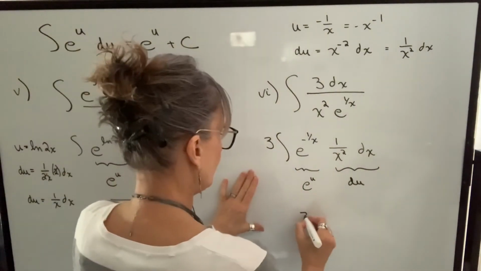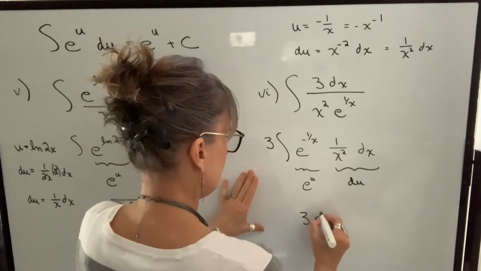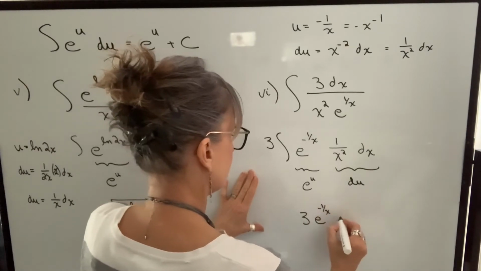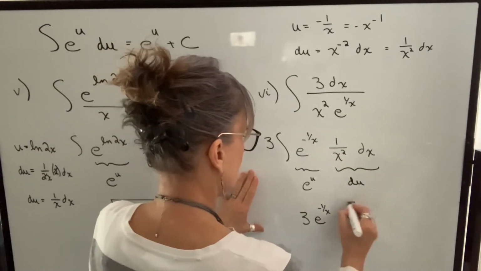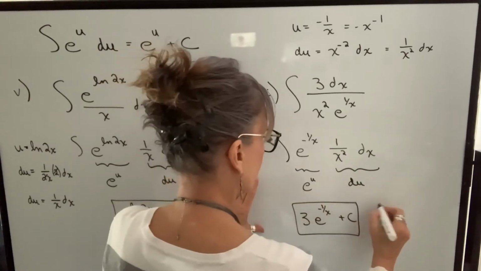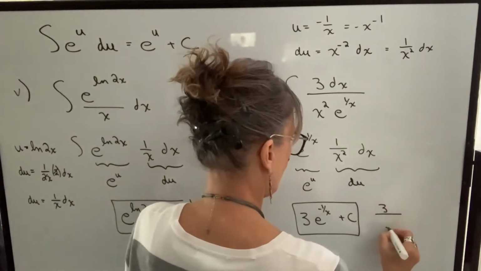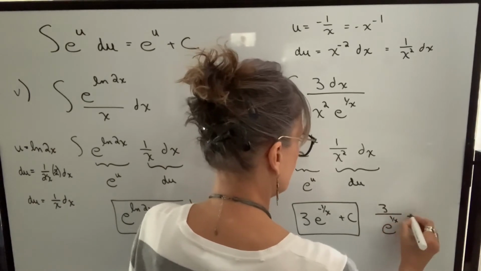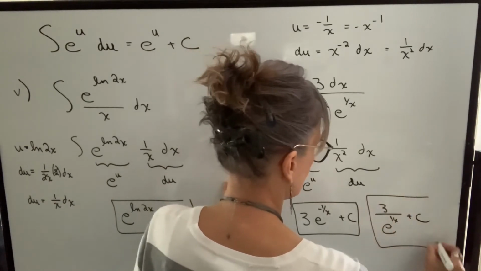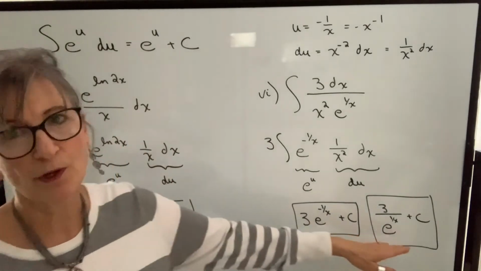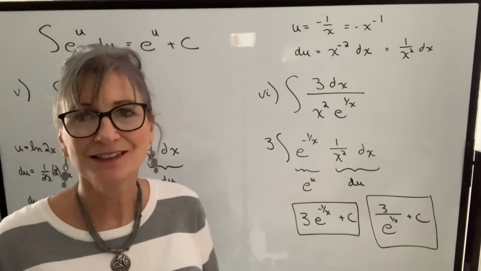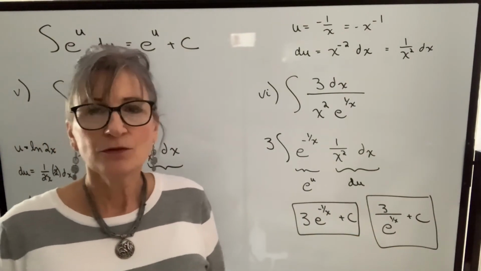Don't forget about the 3, so it'll be 3 e to the negative 1 over x plus c, or that could be written, if you don't want a negative exponent, as 3 over e to the 1 over x plus c. It's going to depend on what's required in your course. Now I just want to give you a little bit of a warning.